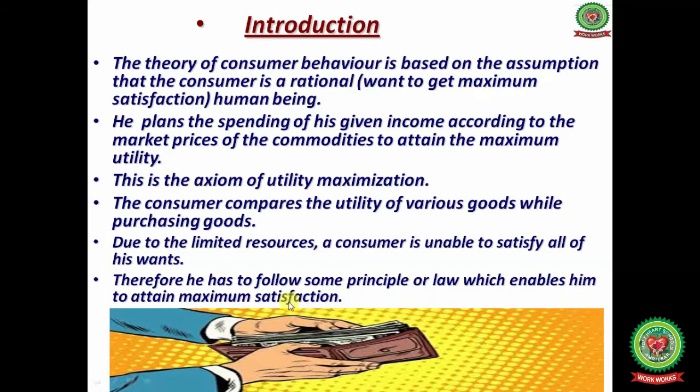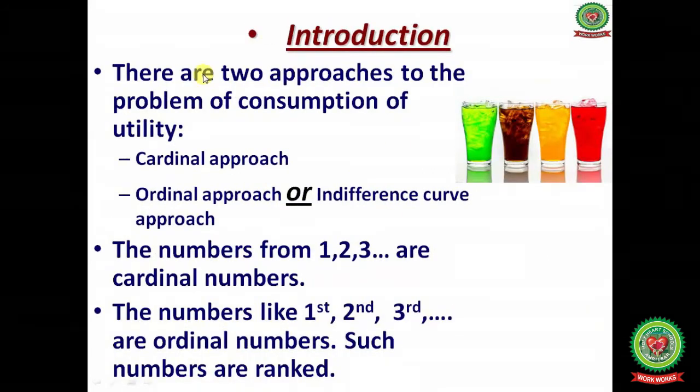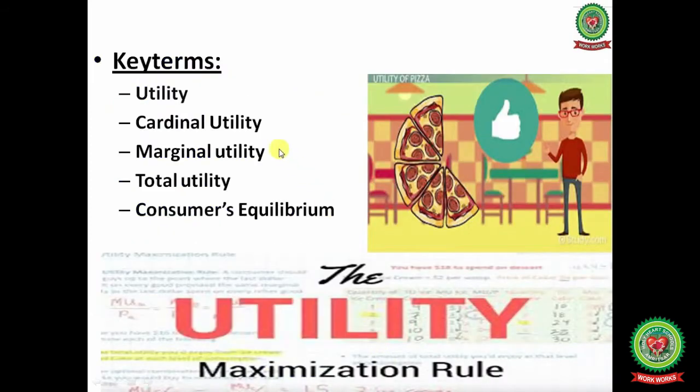The consumer compares the utility of various goods while purchasing goods. Due to the limited resources, a consumer is unable to satisfy all of his wants. Therefore, he has to follow some principle or law which enables him to attain maximum satisfaction. There are two approaches to the problem of consumption of utility. First one is cardinal approach and second one is ordinal approach or indifference curve approach.